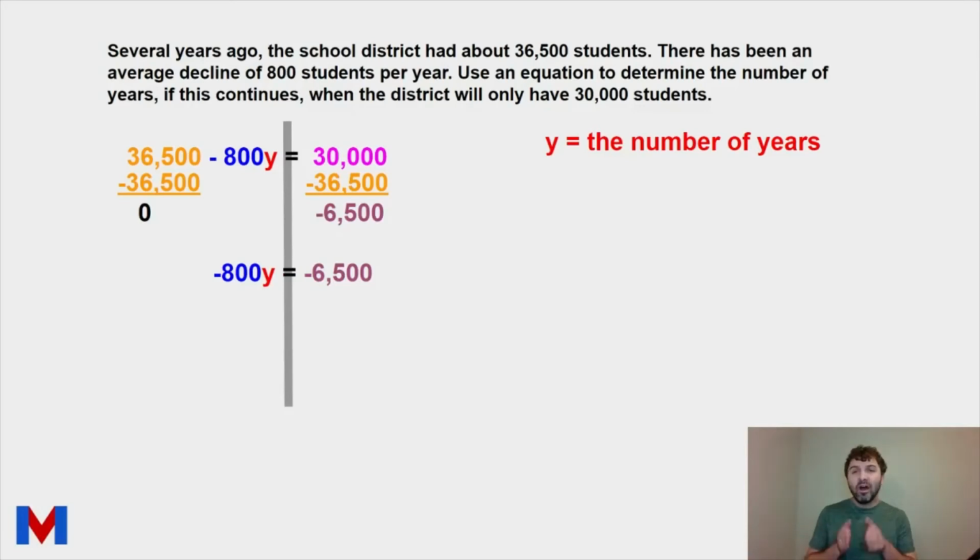So now I need the opposite operation of this negative 800 times y equals negative 6,500. And again, the opposite is of the multiplication, not of the negative. I'm going to be dividing both sides by 800. Okay? And when I do that, those negative 800s cancel out, and then I get y equals positive 8.125. Okay?